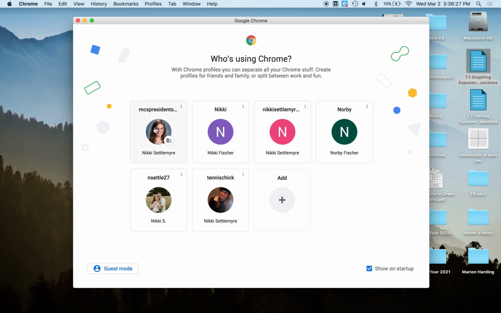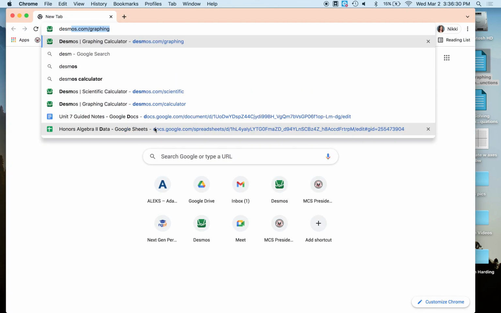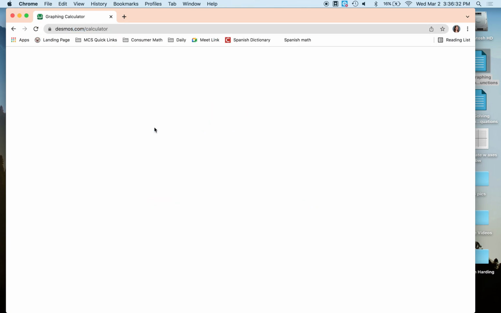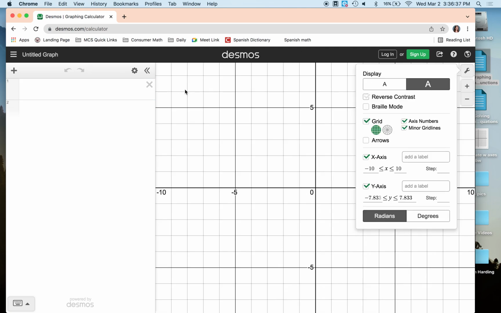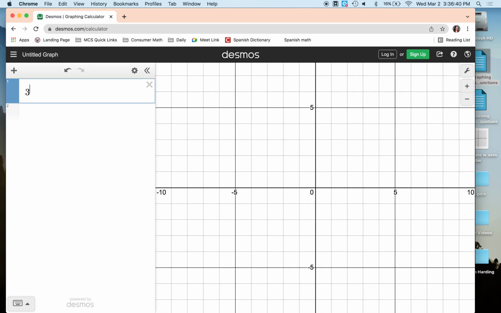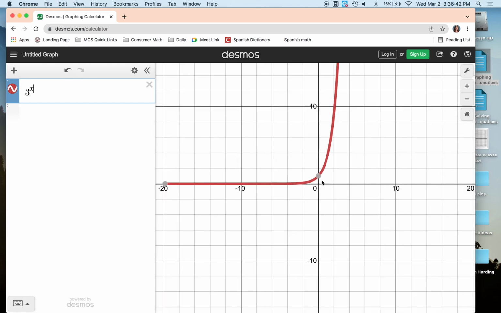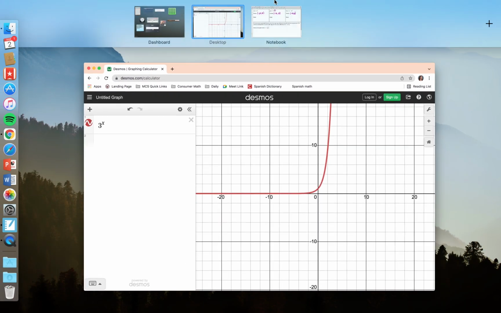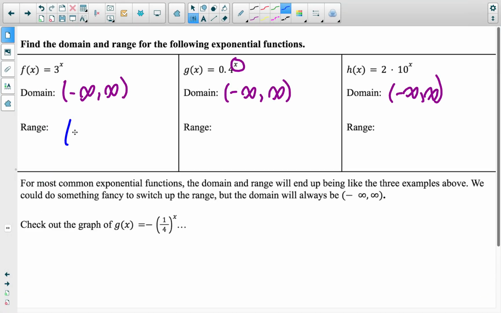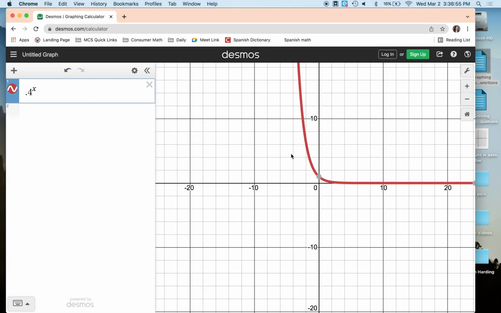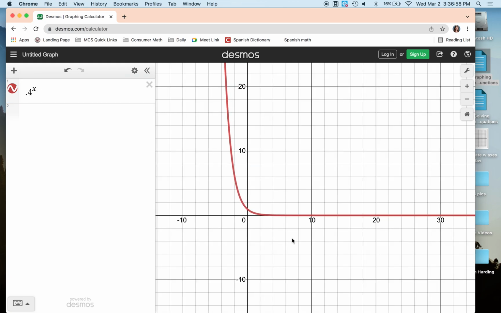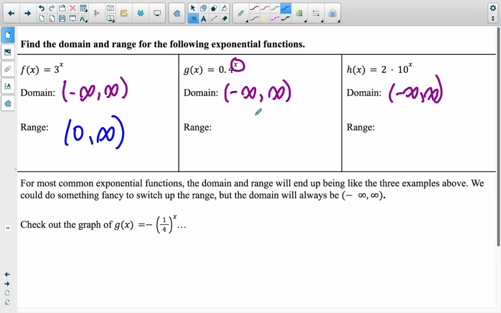Let's go to this one. All right, if we graph 3 to the power of x, looking at this, we can see our x's are all real numbers. Our y's are going to be those positives. Okay, so 0 to infinity, that's our range. See if we plug in 0.4 to the x power. We see the same range, actually. We see those positive y values.